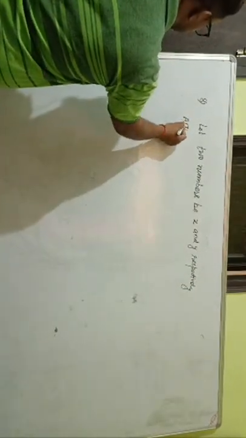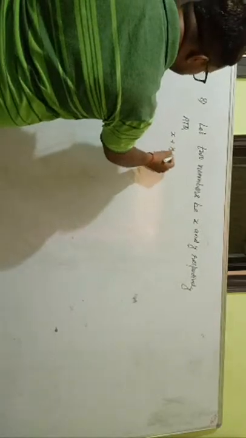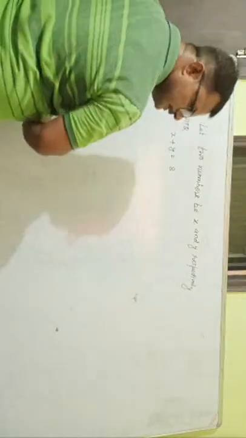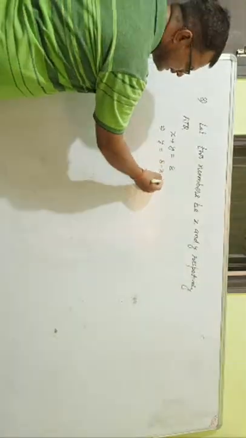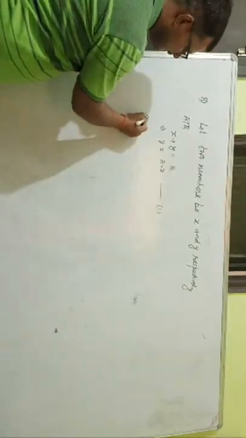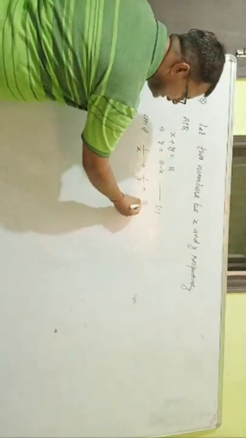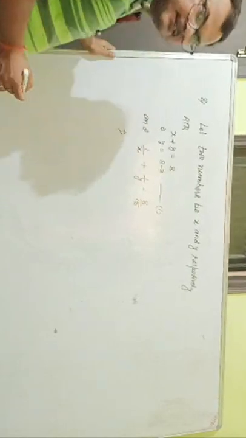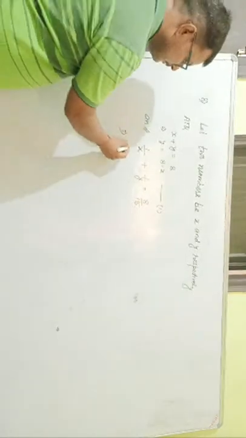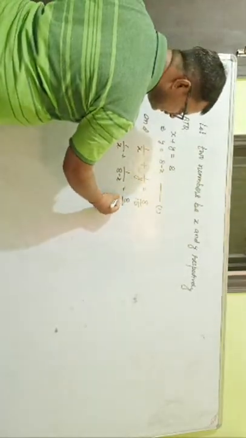According to the question, the first part is given: whose sum is 8. It means x plus y is equal to 8. You get it till here? That implies y is equal to 8 minus x. This is first. And the sum of their reciprocals, it means 1 by x plus 1 by y, is given as 8 by 15. This y can be replaced by 8 minus x so that it will be in one variable. So 1 by x plus 1 upon 8 minus x is 8 upon 15.